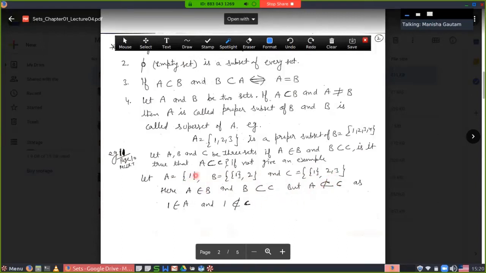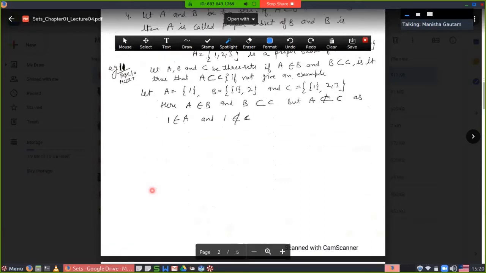You can see here, set A belongs to set C, but element 1 doesn't belong to this set C. If 1 belongs to set C, then you can say that A is a subset of C. But this whole set belongs to C, not the element 1. 1 is not belonging here. So that's why A is not a subset of C, as 1 belongs to A and 1 does not belong to C. It's a very good example. Do it and observe it, what you observe, and try to understand it.